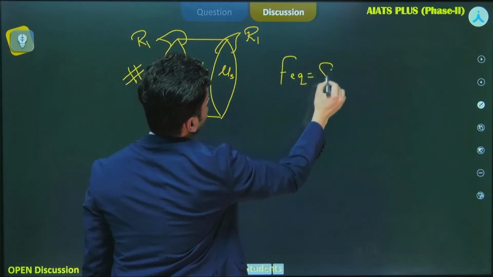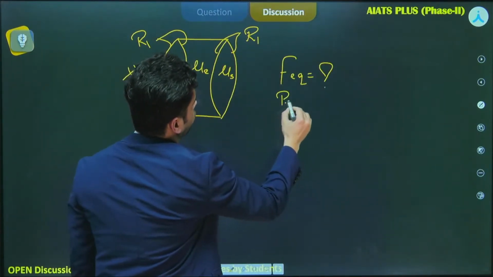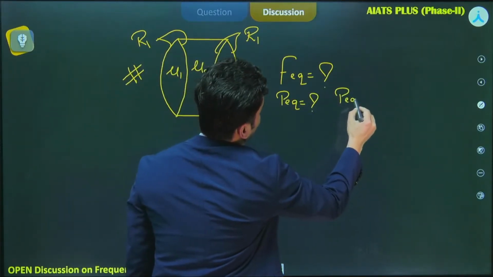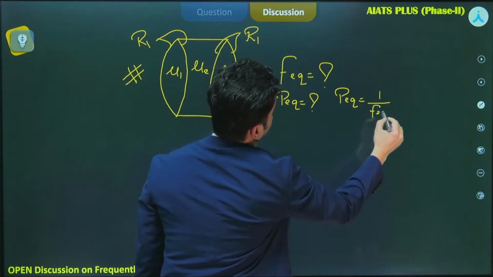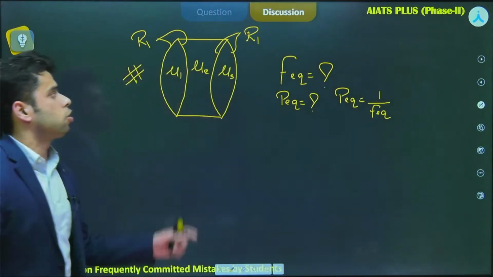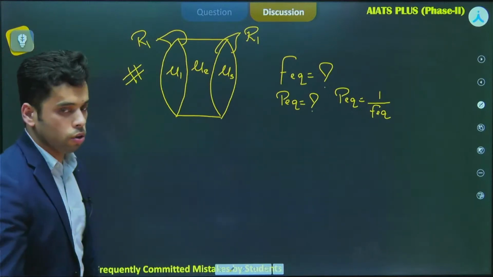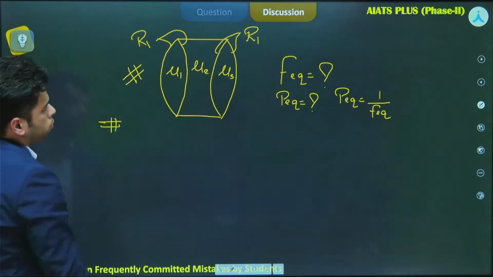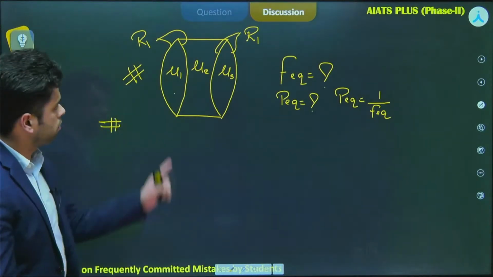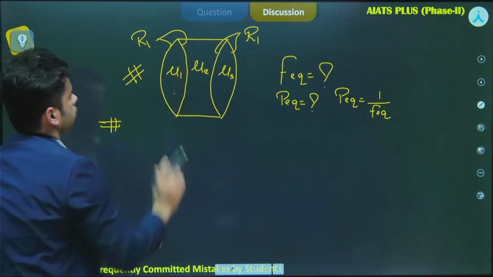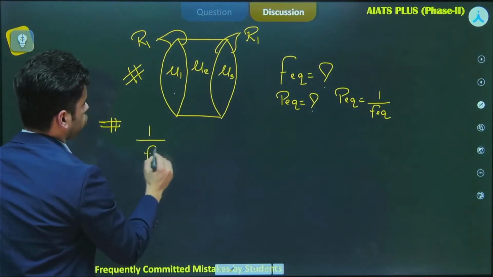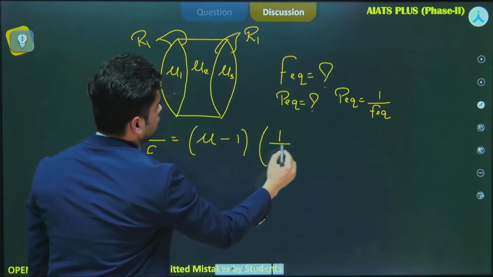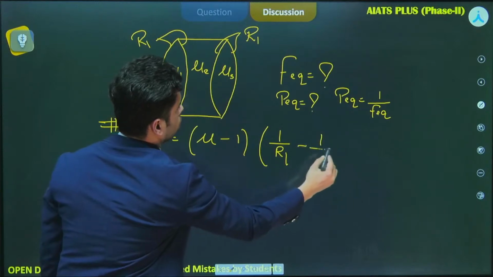If you are able to find the F equivalent, the equivalent power is also easy to calculate. So P equivalent will be equal to 1 over F equivalent. So what should be the focal length of this combination? Okay, let me tell you how to approach such kind of problems. First I will write the focal length for this part. This is a convex lens, and the radius of curvature is given. I'll use the equation 1 over F equal to mu minus 1 into 1 over R1 minus 1 over R2.